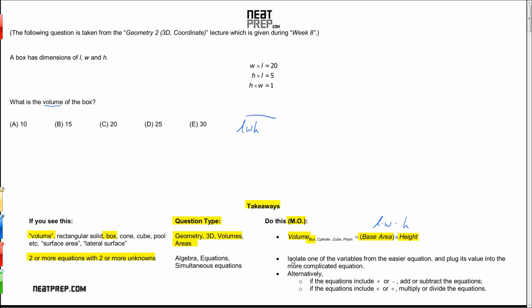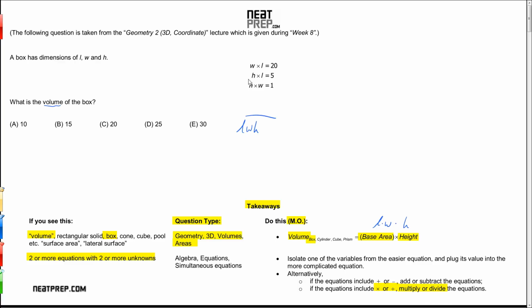One is to isolate one of the variables from the easier equation. But if you take a look here, none of these three equations appears to be easier than the others. So I need to know something that most people taking these examinations don't know: if the equations include plus or minus, then I need to add or subtract the equations. And if the equations include multiplication or division, then I need to multiply or divide the equations.